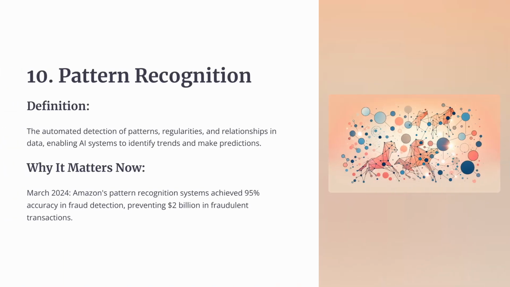Pattern recognition is the automated detection of patterns, regularities, and relationships in data, enabling AI systems to identify trends and make predictions. This ability is crucial because it's how AI makes sense of massive amounts of information. While humans are great at recognizing patterns in things we can see or hear, AI can find patterns in millions of data points simultaneously. Amazon's fraud detection success shows the power of this capability, spotting suspicious patterns across billions of transactions to save customers $2 billion. It's like having a security guard who can watch a million security cameras at once.